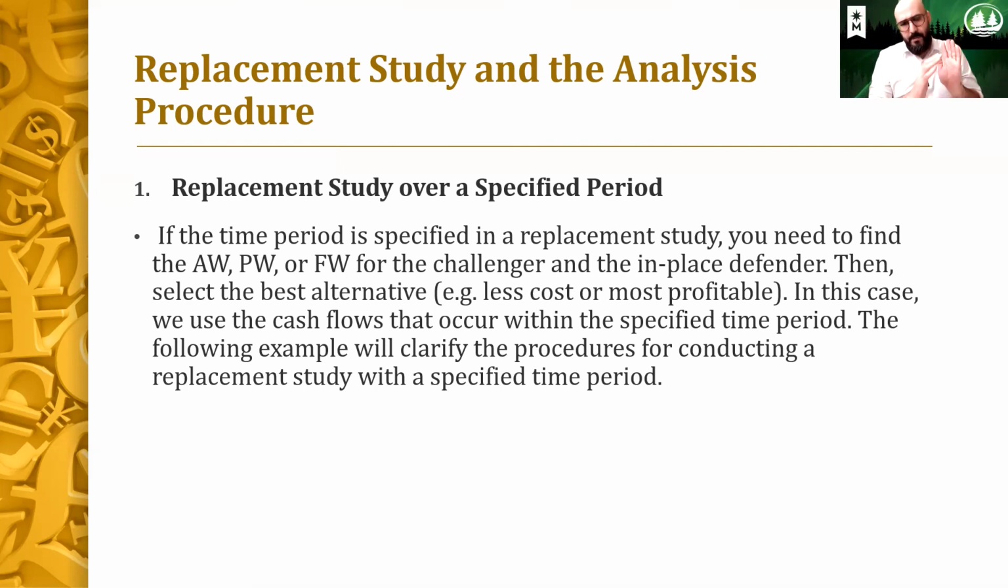Of course, I did put it there because you could find the present worth and the future worth, and you could compare it to each other. But for now, we're more used to the annual worth. So this is what we need to do. Find the annual worth for the challenger and find the annual worth for the defender, compare them with each other, and the one that will give you the lowest cost, this one should be selected. All right, let's take a look into this example number two.